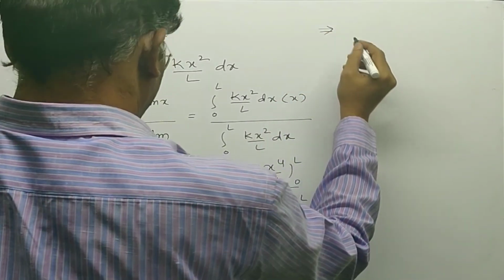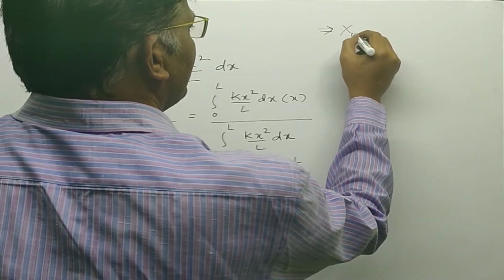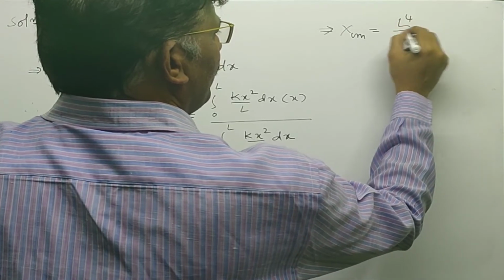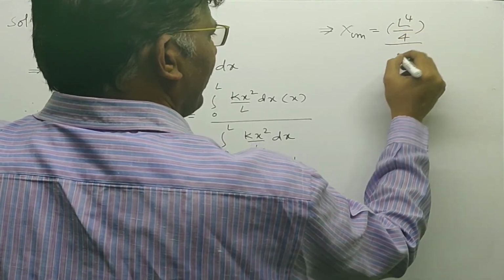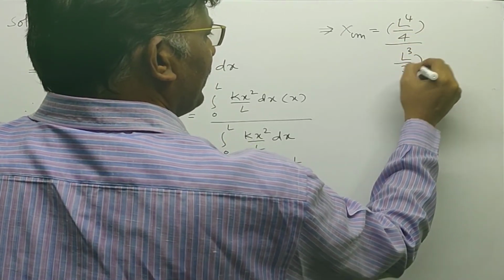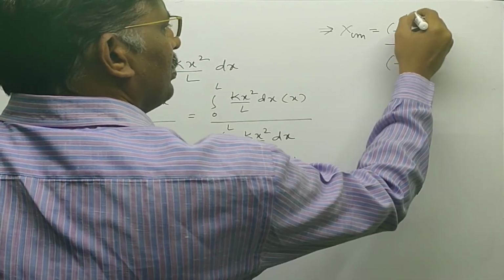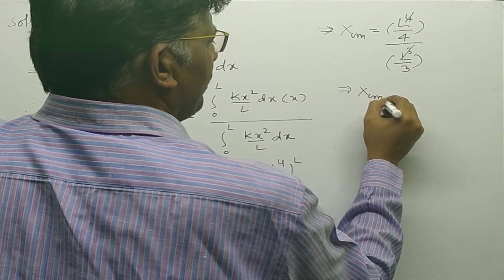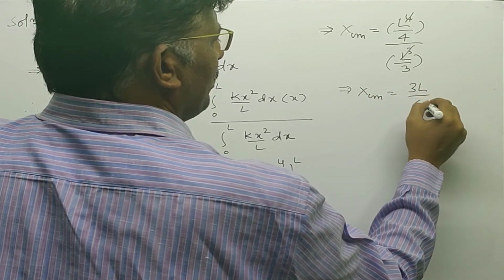That implies XCM is equal to L to the power of 4 by 4 divided by L cube by 3. So L cube cancels. That implies XCM can be written as 3L by 4.